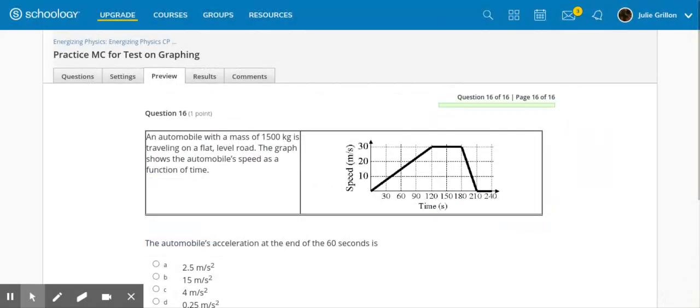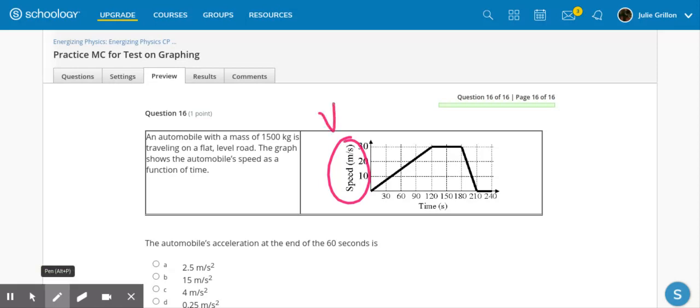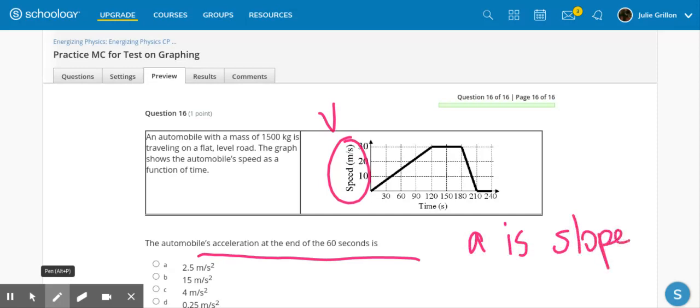Last one. Okay, automobile, mass of 1,500 grams, is traveling on a flat level road. The graph shows the speed, which we can also interpret as velocity for now, as a function of time. The automobile's acceleration at the end of 60 seconds is, so acceleration is the slope of the v-t graph. So all we need to do is find the slope of that.